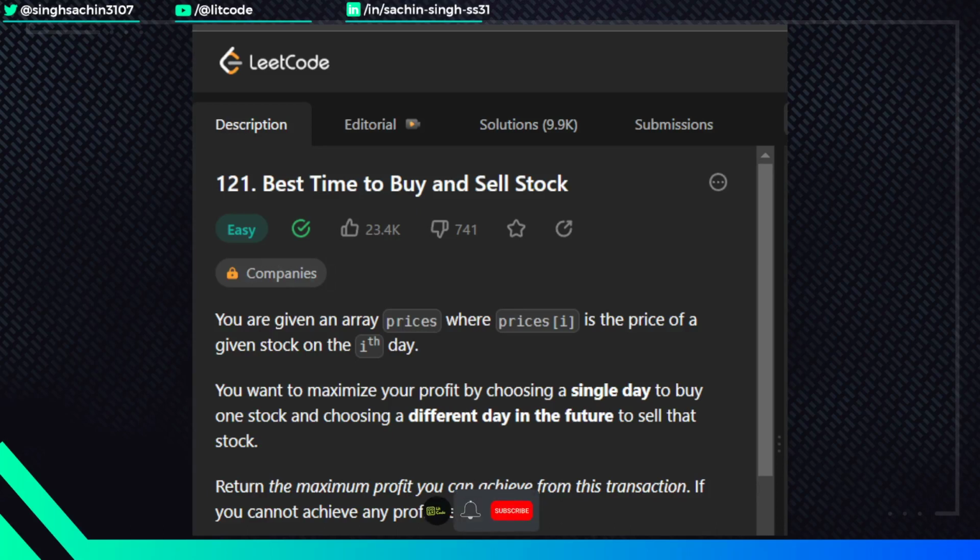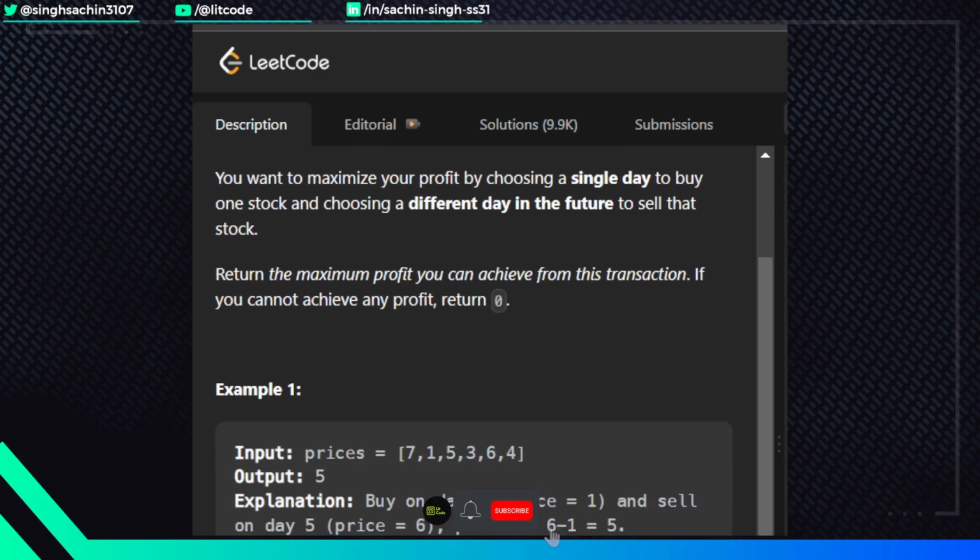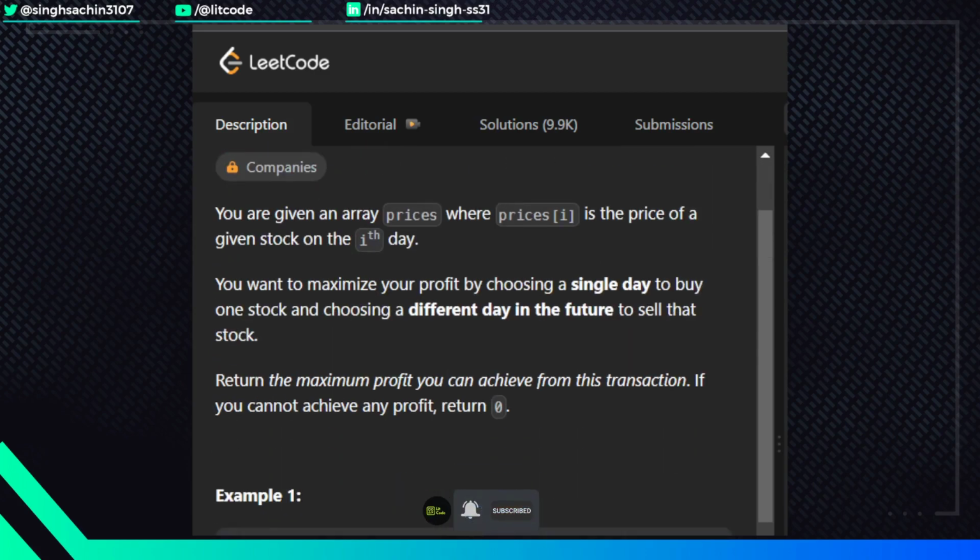And today we're going to solve Leetcode daily challenge, problem number 121, best time to buy and sell stock. So as far as I remember, this was the second problem which I ever solved on Leetcode after two sum, and it's a really simple one to solve.